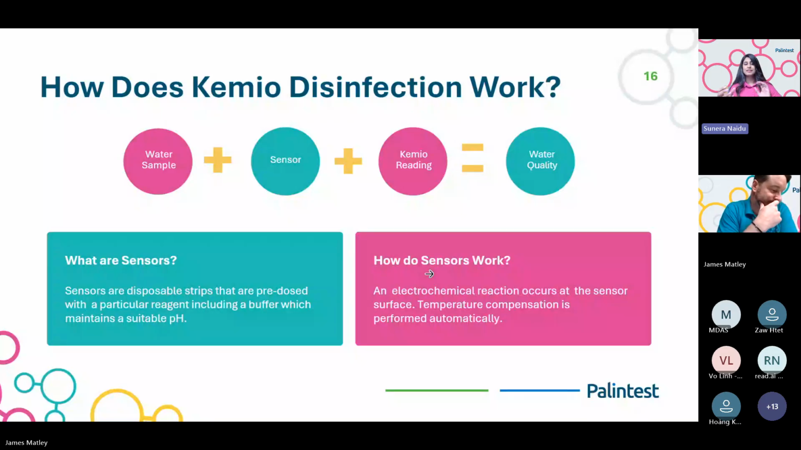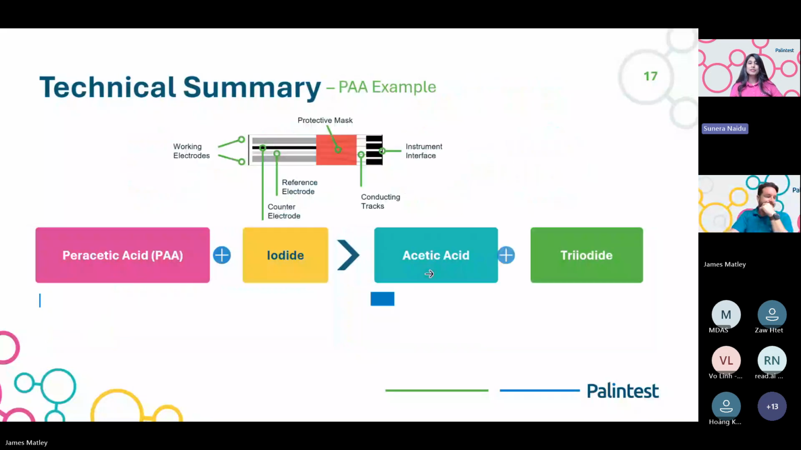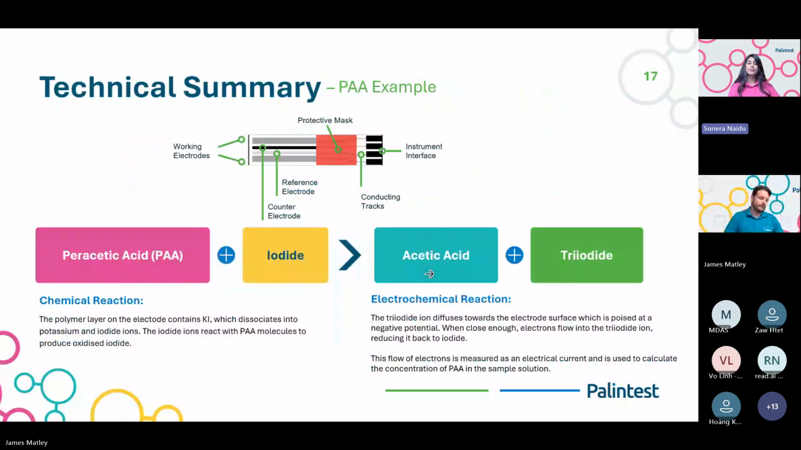A sensor is a disposable strip that's pre-dosed with a particular reagent. Now, how do sensors work? Sorry, I'm just waiting for the slide to change over. There's a bit of a lag on my side. So essentially, let's have a look at what a sensor is. A sensor, as you can see a little image of one, comprises of a working electrode, a reference, a counter electrode. It also has conducting tracks and an instrument interface.